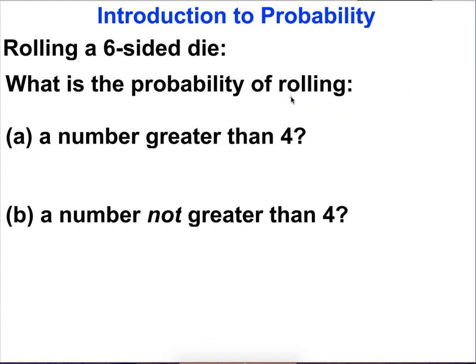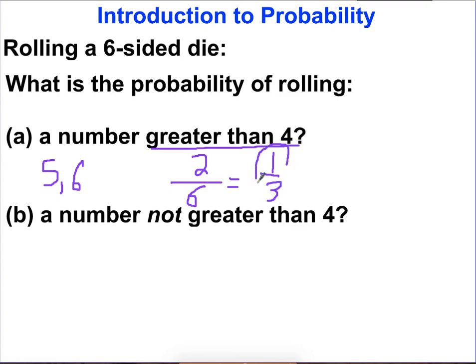Let's look again at rolling a six-sided die. What is the probability of rolling a number greater than 4? When I think of my numbers again, 1, 2, 3, 4, 5, 6, greater than 4. Be careful with that wording. 4 is not greater than 4. So this would mean I only want 5 or 6. So there's 2 events that could be, out of 6 total outcomes. Simplify this, 1/3. So there's a 1/3 chance of rolling a number greater than 4.